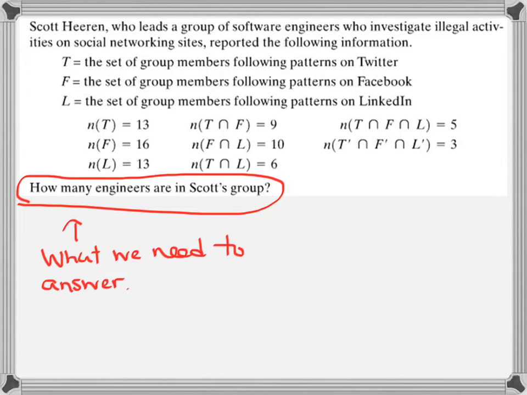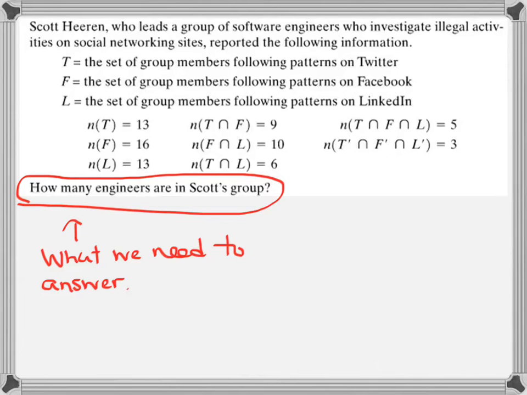Alright, here's another example. This one is actually a survey, and this isn't any more difficult than the problem we just did, except there are words to it. But really the words don't matter. What's important is the information given to us in terms of the sets.